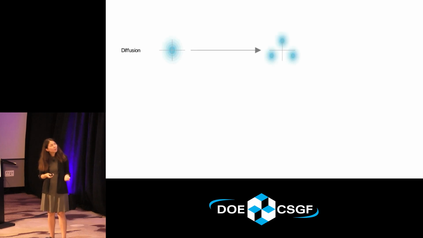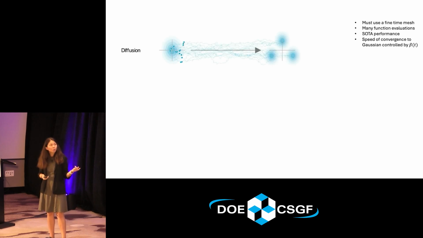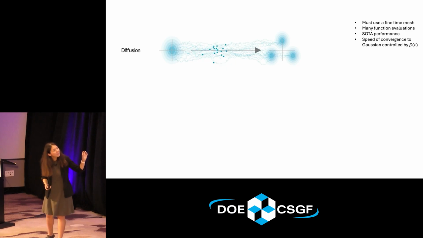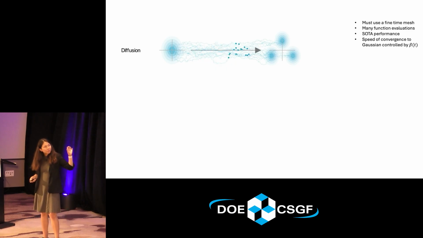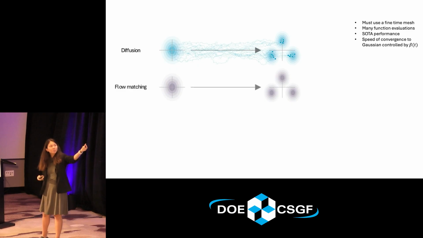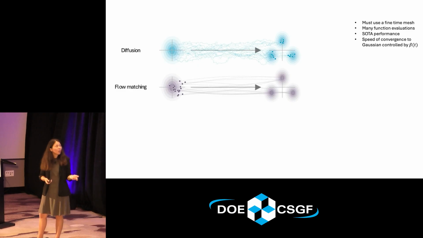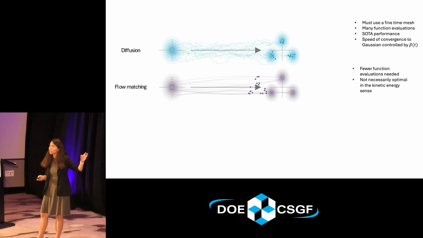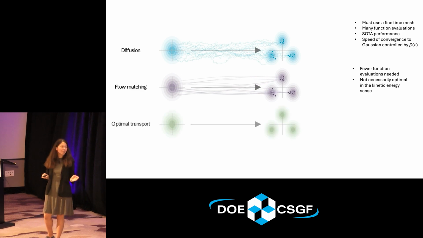So the one that you probably hear a lot about are diffusion models, which are widely considered to be state-of-the-art. Here, samples follow stochastic paths, and their convergence to a Gaussian is controlled by this parameter called beta of t, which is the noising schedule. Another popular paradigm is flow matching, which follows straighter paths, but they're still slightly curved. So this is nice because you can use a looser time mesh, but it's still not necessarily optimal, which I'll talk about in a moment.